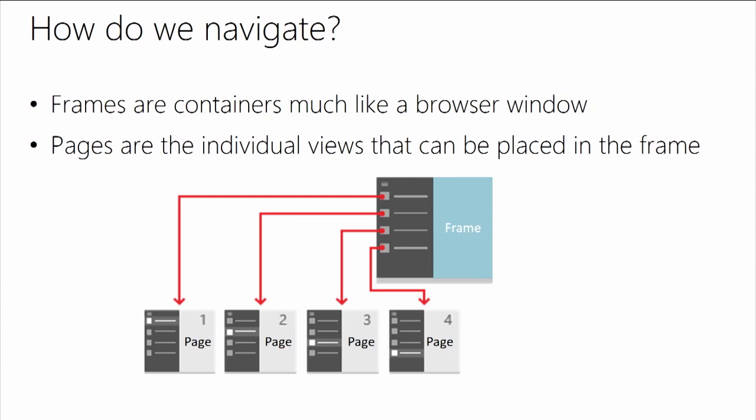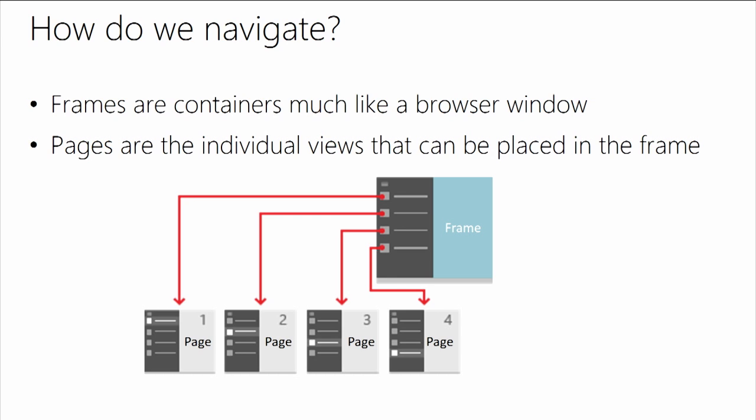So how do we navigate? What are the core elements that we need to leverage? Well, we have a number of controls present inside the framework that allow us to perform navigation. We have the frame control, which is really the parent for our navigation, and it works very much like a browser window so that we can actually show multiple pages of content.